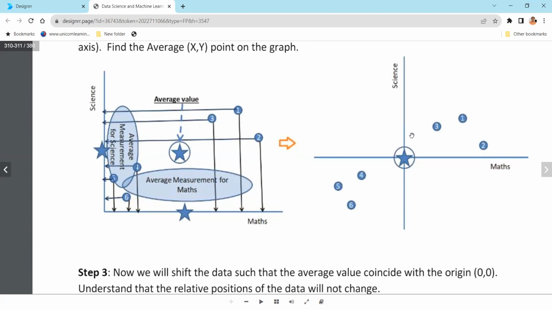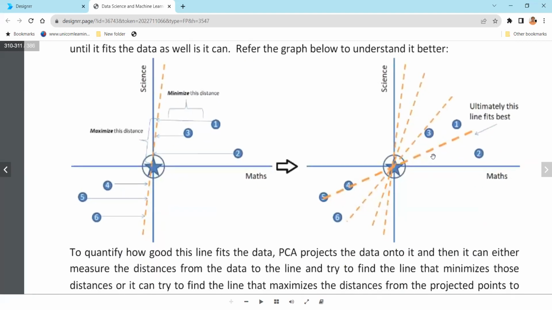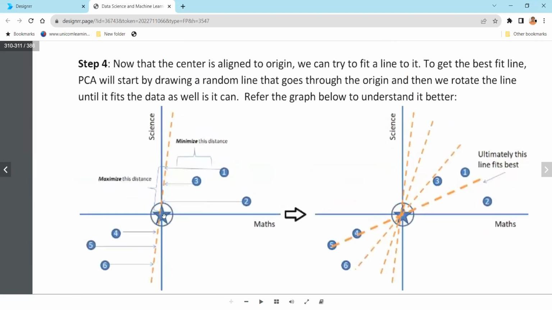So this best fit line will start going through the origin. Let's see, I think I have it here below. Now when you draw a random line which passes through the origin, you calculate the distance between each point and this line.